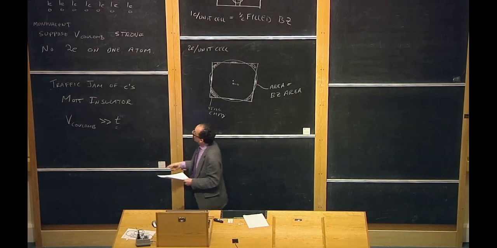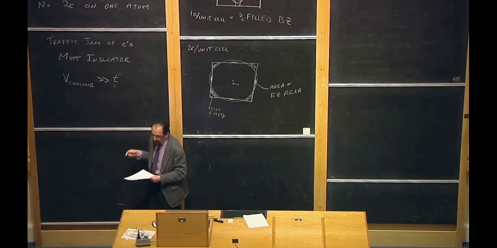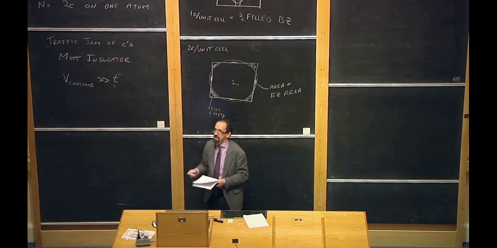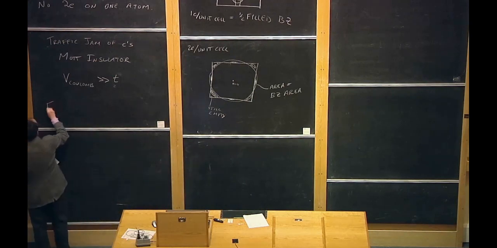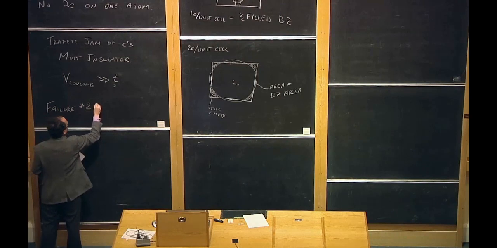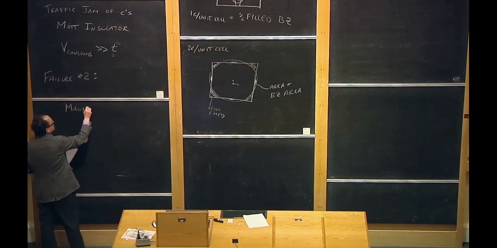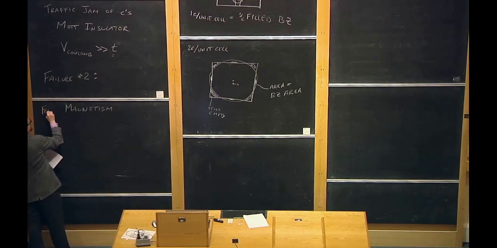Okay? So this effect is completely left out of band theory, and so it's kind of a failure of band theory, and at the very end of the course, we'll come back and analyze this again. A second failure of band theory, failure number 2, is magnetism. Or maybe I'll say ferromagnetism, which we haven't defined yet.